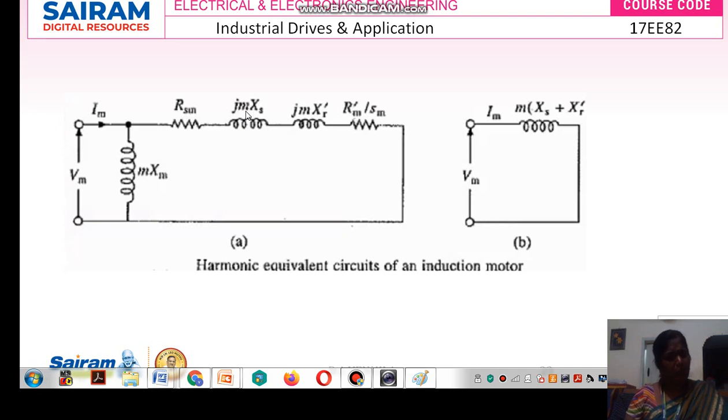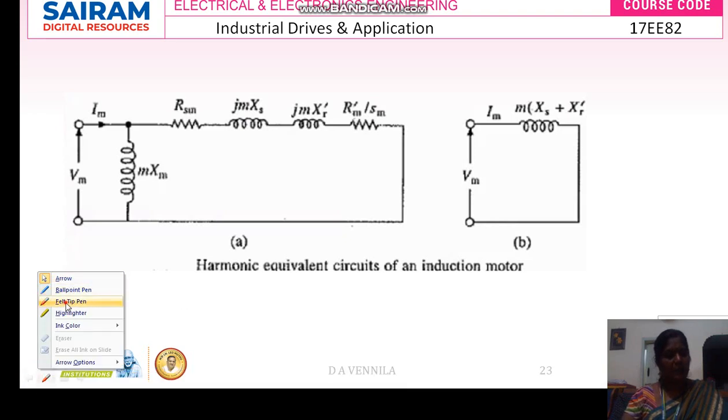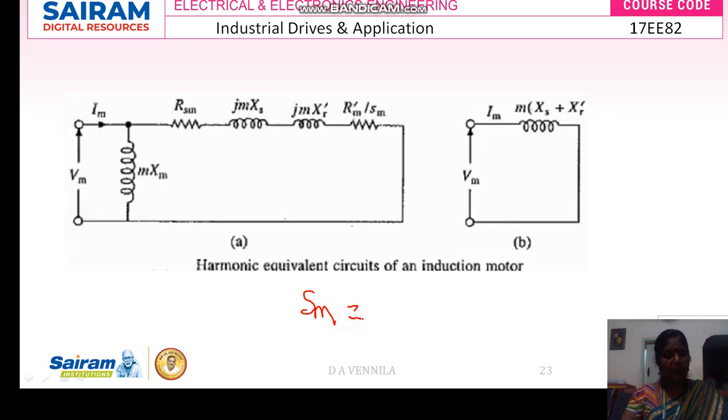We know the harmonics, and we know the slip. The slip for the mth harmonic will be Sm is equal to m omega ms minus or plus omega m, divided by m omega ms. Actually, here we are writing minus or plus instead of plus or minus.